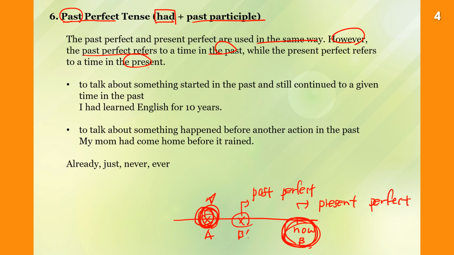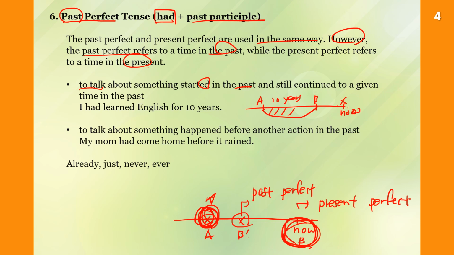We use past perfect tense to talk about something started in the past and still continued to a given time in the past. I had learned English for 10 years. So this one here, year 1, year 10, and this is now. So this is past 1, past 2. And you're talking about this period. This is 10 years. I had learned English for 10 years, but not anymore.